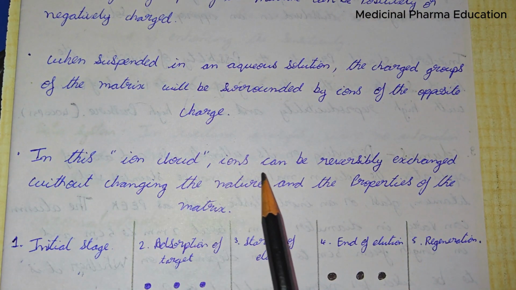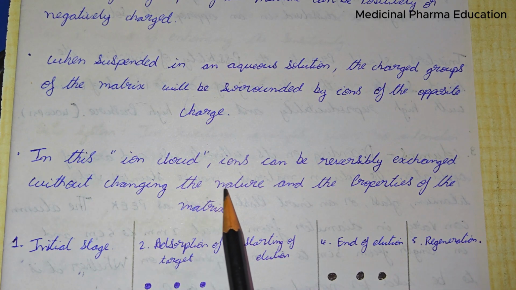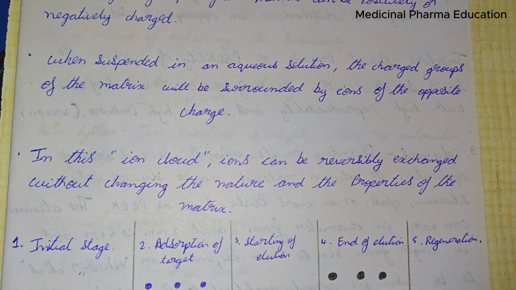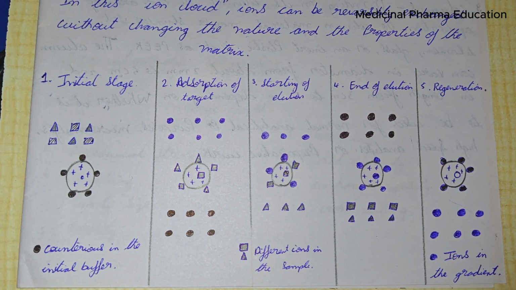This ion cloud can be reversibly exchanged without changing the nature and the properties of the matrix. See, here it is a reversible process. Once they form the cloud, they can be removed by elution. We can remove the particles which are attached to the stationary phase. And here is the schematic representation of the working principle of ion exchange chromatography.